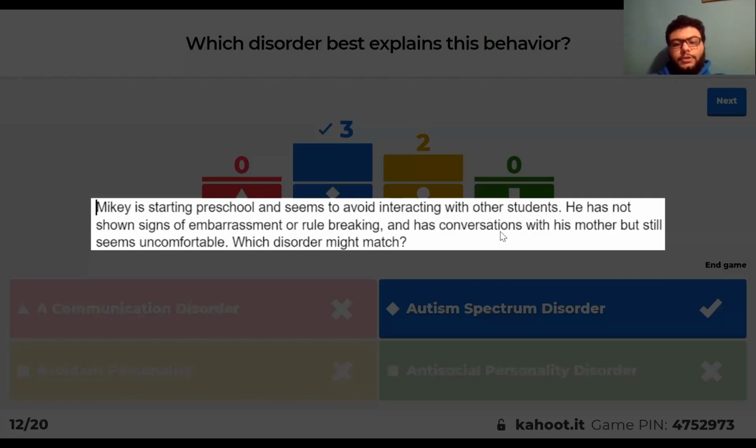communicating. He can communicate with his mother. It's not avoidant because he's not particularly avoiding certain personalities. He's not feeling embarrassed or rule breaking, which would be part of antisocial. So he's just having problems with social interactions. And specifically, I would focus on his age group, which would be a factor in classifying autism.